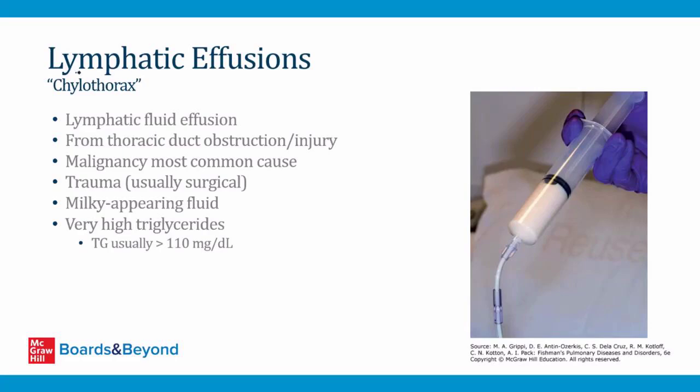First, we'll talk about lymphatic effusions, which are sometimes referred to as the presence of a chylothorax. These effusions are caused by lymphatic fluid accumulating in the pleural space. And this happens when there's some problem with the thoracic duct, which drains lymph fluid through the chest. It could be obstructed, it could be injured or damaged, whatever the cause. If it's not draining lymph fluid, that fluid can accumulate in the pleural space. The most common cause is some type of malignancy obstructing the thoracic duct. This can also happen due to trauma, especially post-surgery. Sometimes the thoracic duct is accidentally damaged in surgery.